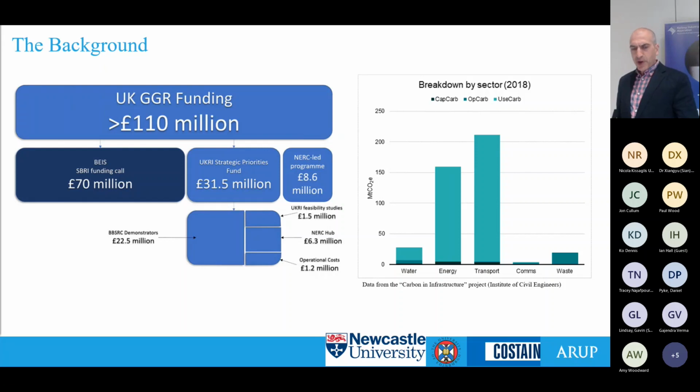I think I might have made the mistake of Googling ICE and jumping to the conclusion that these data were from the Institute of Civil Engineers. Now I'm wondering, based on the previous talk, whether it was actually the inventory for carbon and energy. But anyway, carbon and infrastructure.